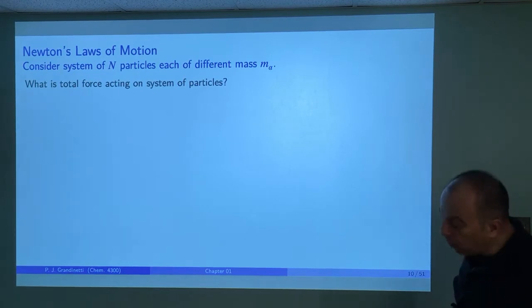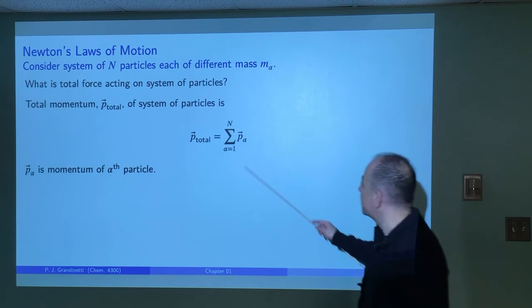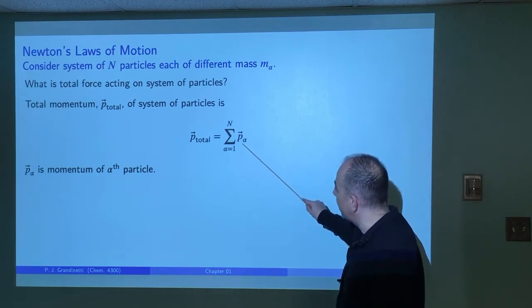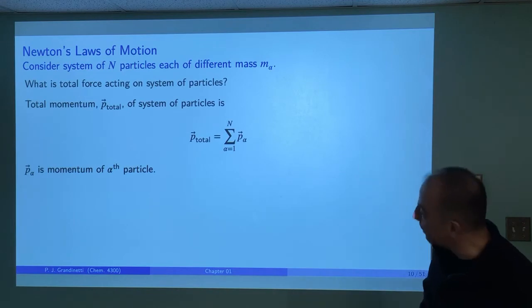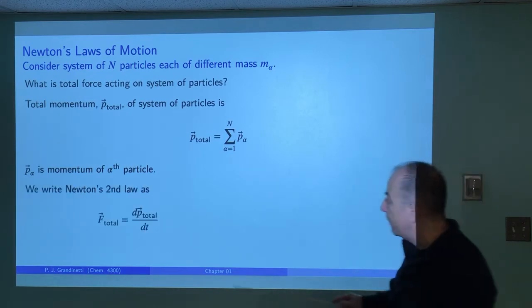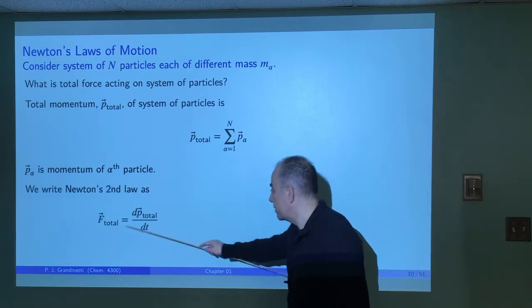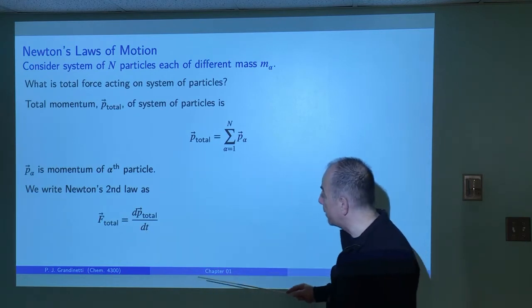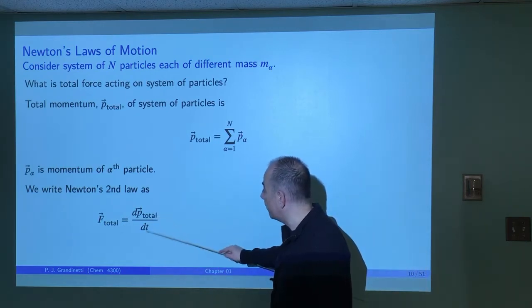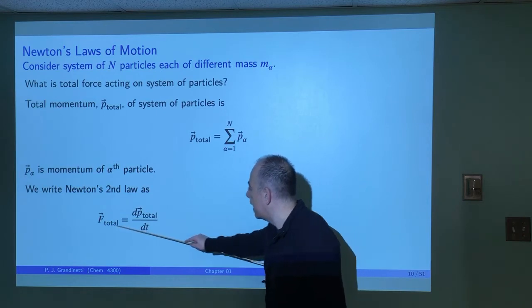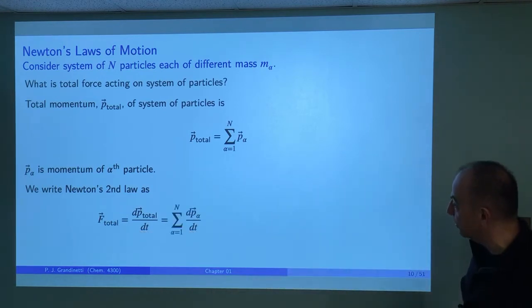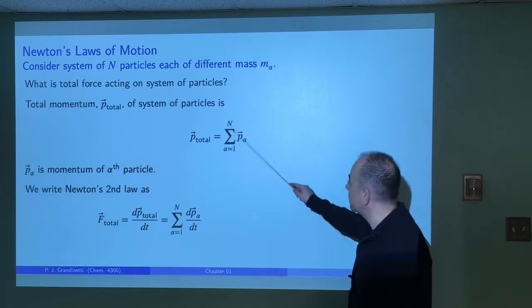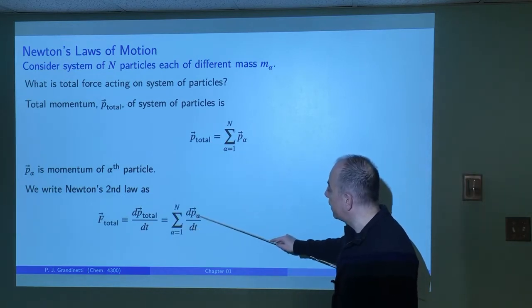Now, if we want the total force acting on the system of particles, then we can take the momentum vector of every particle and do a vector sum to get the total momentum vector for all the particles. And then we can write Newton's law, which is force is equal to the rate of change of the momentum. So here we have the total momentum vector derivative, which is going to give us the total force that's acting on the particles.